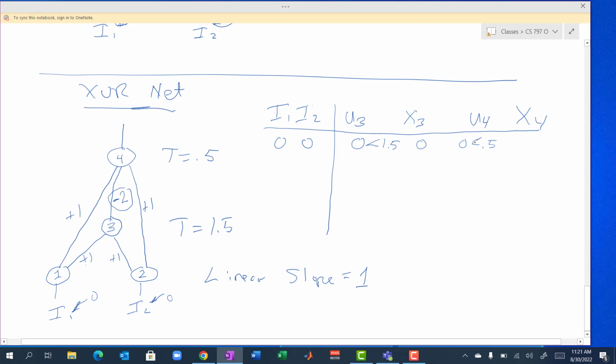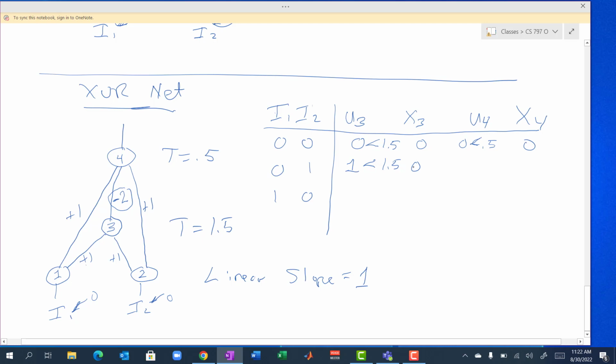It's less than 0.5, so we get 0 coming out. Let's try the other sets of inputs. So we put in a 0 and a 1. The net input for neuron 3 is 0 times 1 plus 1 times 1. So that's going to be a 1, which is still less than that threshold of 0.5, so 3 puts out a 0.